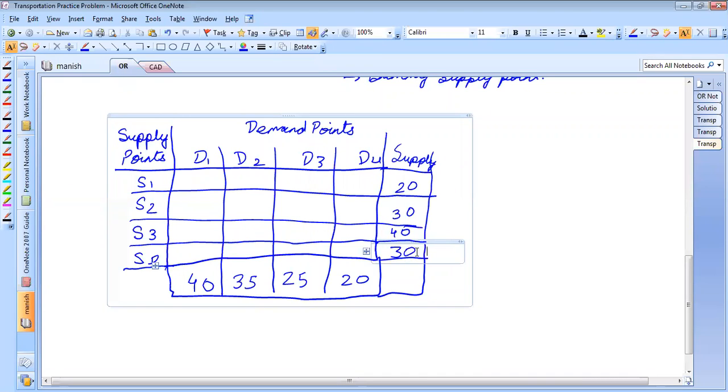Okay, the remaining one. So we'll add a supply point of 30, whatever is the remaining.